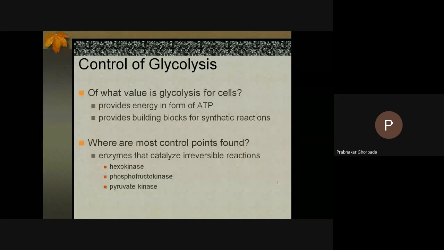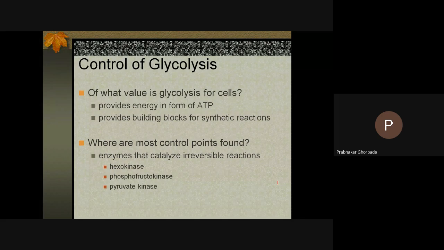It provides the energy in the form of ATP. So the purpose of glycolysis is that it can provide energy in the form of ATP. If you want to move your muscle, you will need energy in the form of ATP. Where does it come from? From glycolysis, for example.